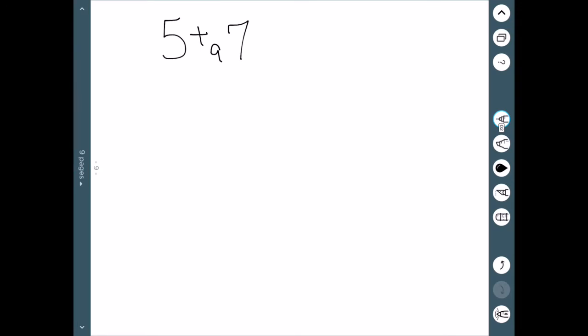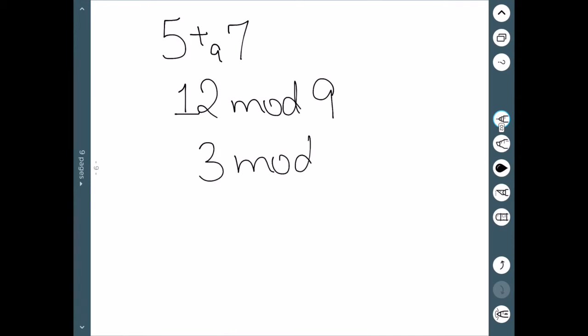As an example, 5 plus sub 9, 7. This means 5 plus 7 mod 9. So first we're going to add 5 plus 7 to get 12 mod 9. And I know that 9 can go into 12 once with a remainder of 3. Therefore, 5 plus 7 mod 9 is 3 mod 9.